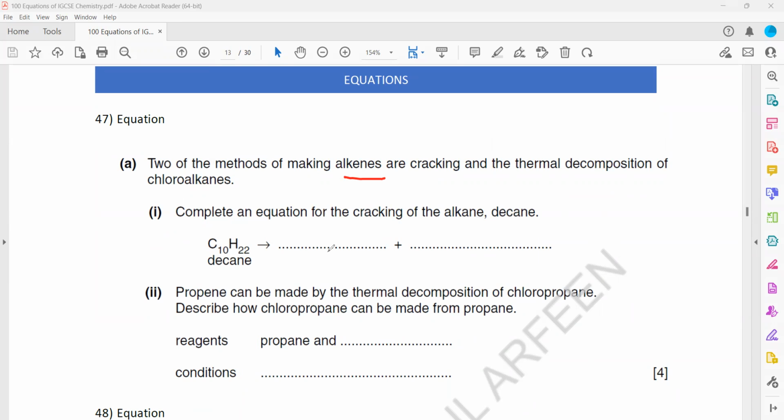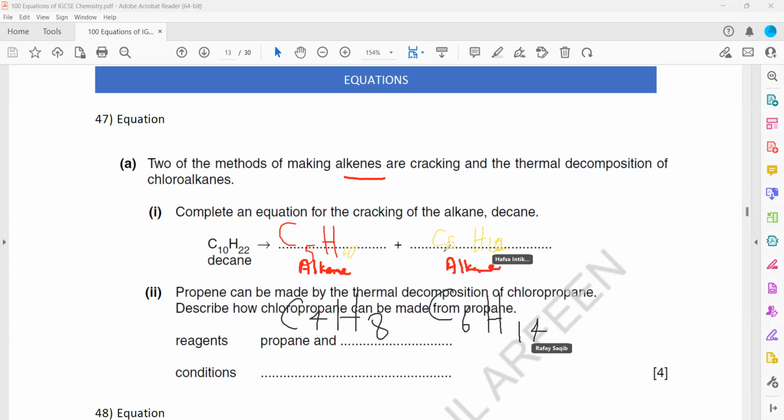They did not specify, so any combination is acceptable. The idea is that one product should be an alkane and the other an alkene. For example, if you select an alkene first, the second will be an alkane. It's not a rule that the first must be alkane or alkene; it can be the other way around. If the first one is alkane, the second one is alkene.